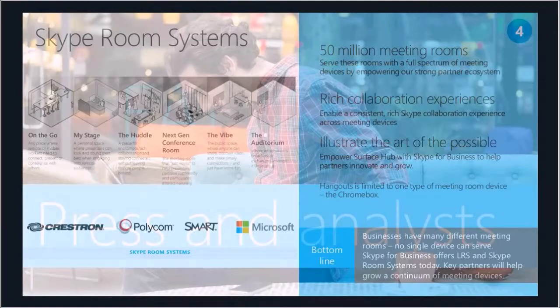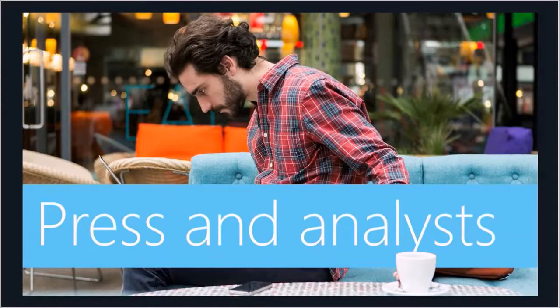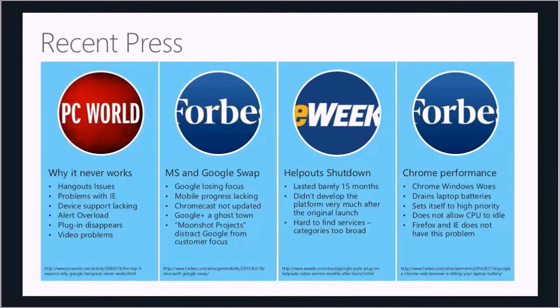Now, just to give you a couple of slides here on press and analysts, you're going to see some recent press here from 4 different options listed on the screen. You can pause this video and watch it a little bit further and look through these, but I'll touch on a couple of options here under the PC World side. So one of the things that you'll find is that device support is lacking, and that the plugin just disappears, and that there are a lot of video problems when we start to work with Google Hangouts. So one of the things that you'll find over the course of time is that it can be a little bit buggy. It doesn't offer all of the great features of Skype for Business.